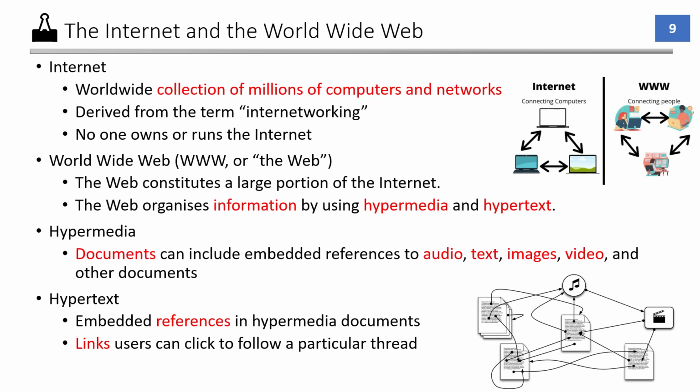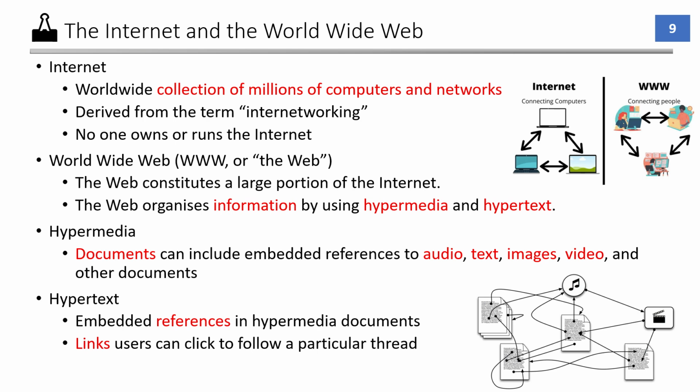The Internet is a worldwide collection of millions of computers and networks that are connected together. The word Internet comes from internetworking, which means connecting networks. No single person, company, or organization owns or controls the Internet. The World Wide Web, also called the Web or WWW, is only one part of the Internet. It is the part that people use most often to access websites. The web organizes information in a structured way, so users can easily find and view content.